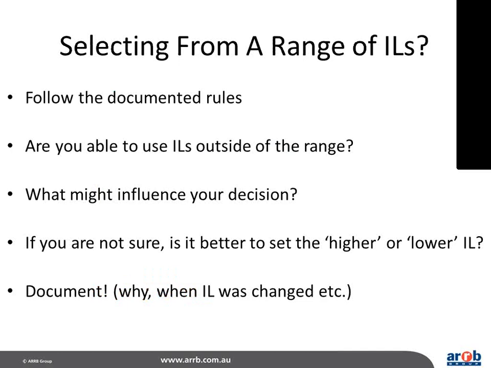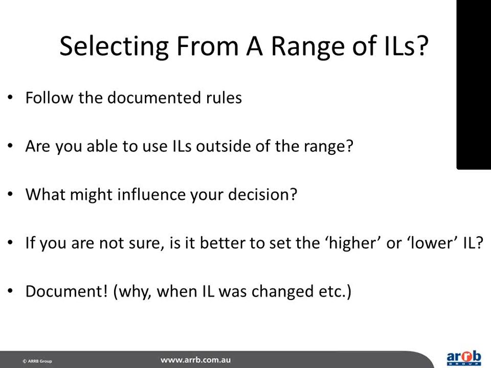So, in summary, what do we do if we're selecting from a range of investigatory levels? Well, we follow any documented rules we have locally. It begs the question, even though we might have a range, are we allowed to use an investigatory level outside the range? Well, possibly so, but as I said, we need to have good justification for doing so. What might influence our decision might be a very low crash history, or indeed maybe even a very high crash history, in which case we would, what we call, ratchet up the investigatory level quite high.